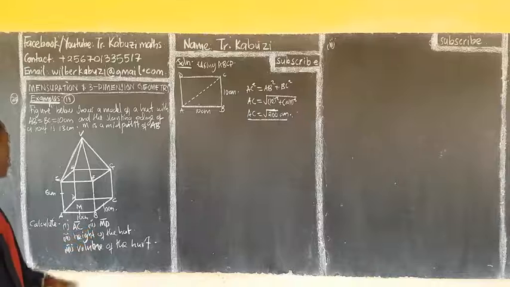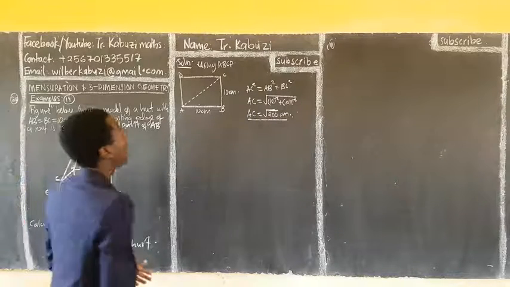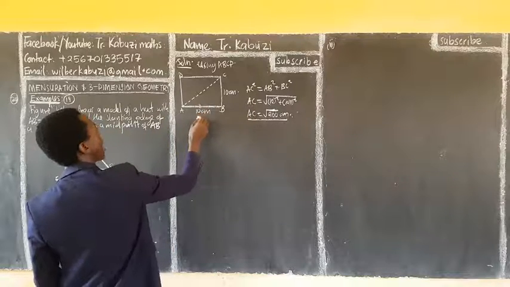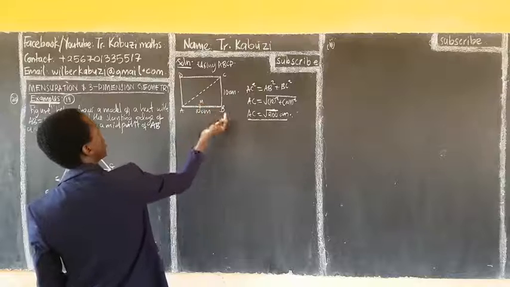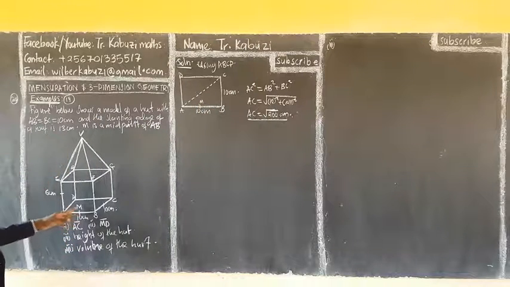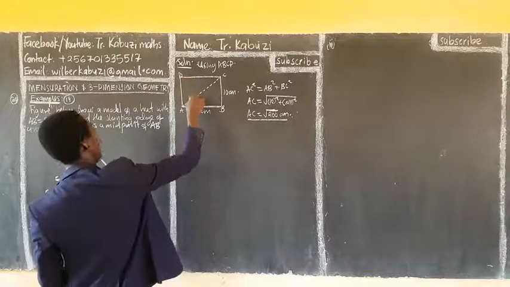Now I want MD. Where is my MD? M is the midpoint here. Looking at my MD, it is here, so I'm going to use this and this. If I pull out this triangle, this is my MD.